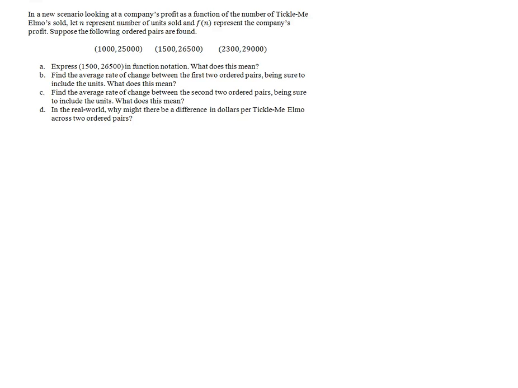In this problem, we're looking at the total profit based on the number of Tickle Me Elmos sold. So we know that the profit, which we'll call capital P, is a function of the number of units sold. Express 1500, comma 26,500 in function notation. What does this mean? Well, the input is the number, and the output is the profit.